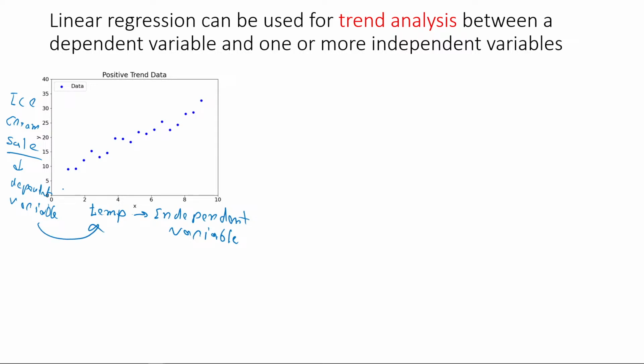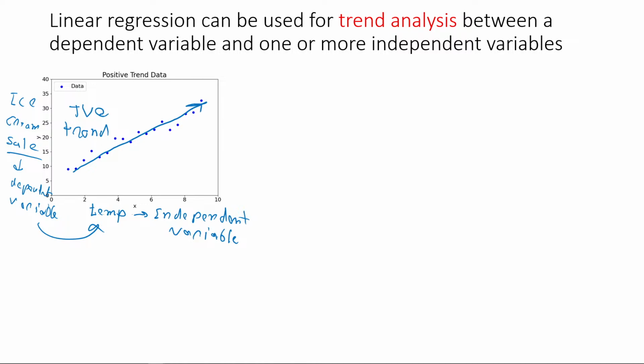If the temperature goes up, for example, then the ice cream sale will go up. So you see here a positive trend. This is called a positive trend. Positive trend means as my independent variable goes up, my dependent variable will change accordingly.